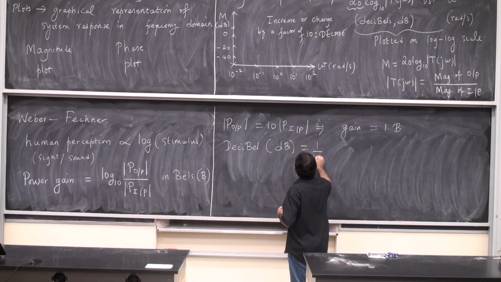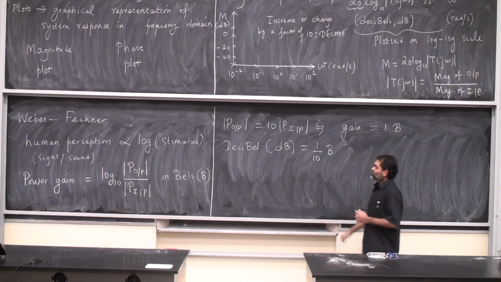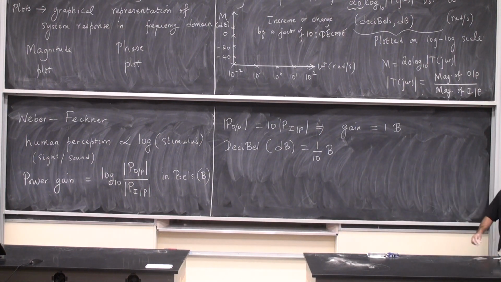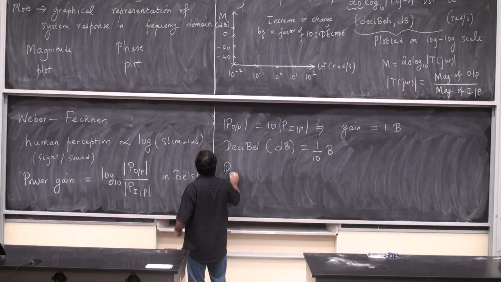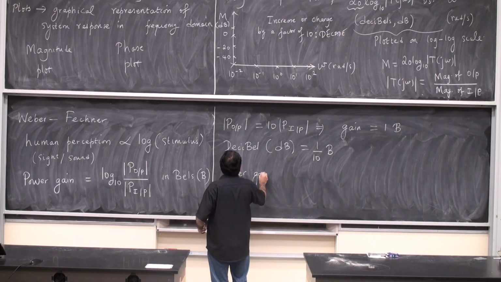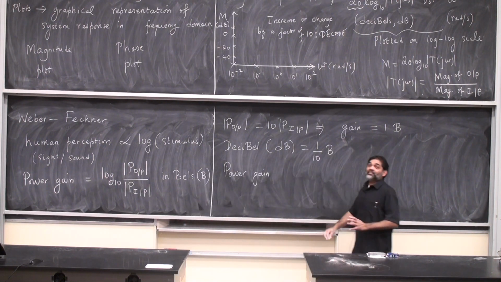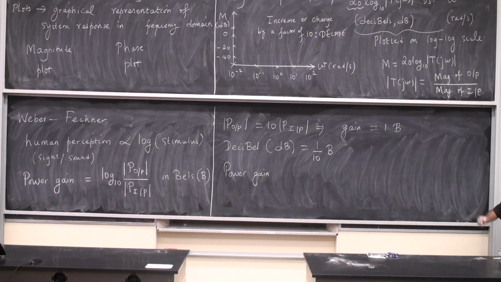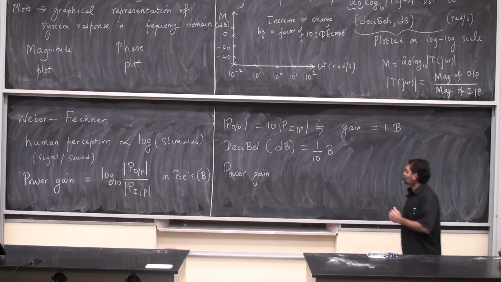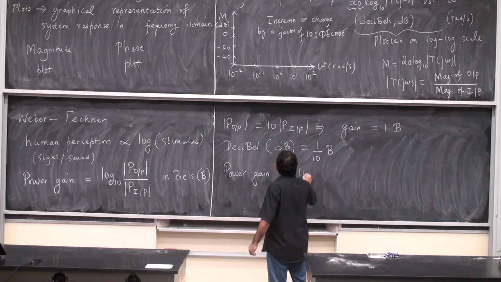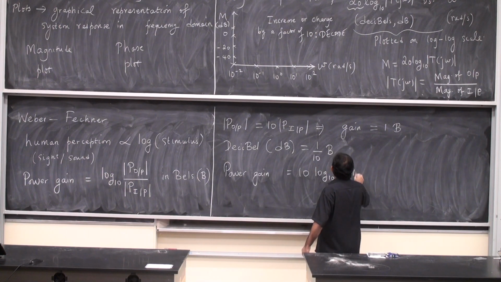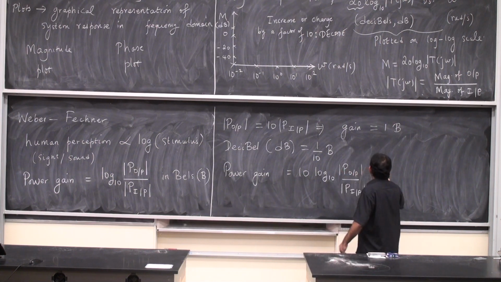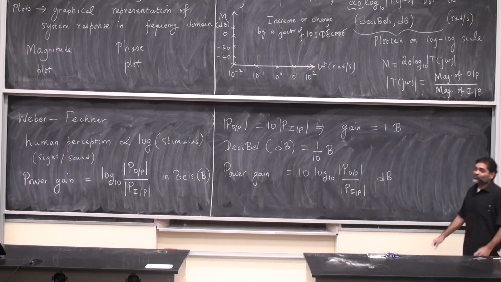Decibel is 1/10 of a bell, and so they rearranged this power gain equation and Bode said, okay, power gain, if I'm going to now measure it in decibels, which is making it slightly a smaller number, then this is going to be 10 log 10 in decibels.